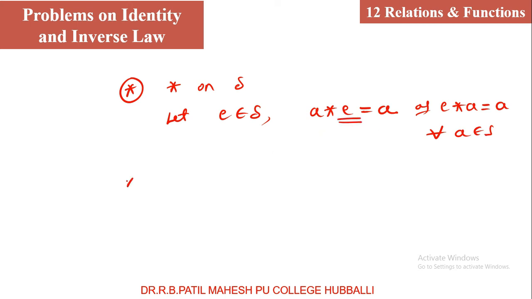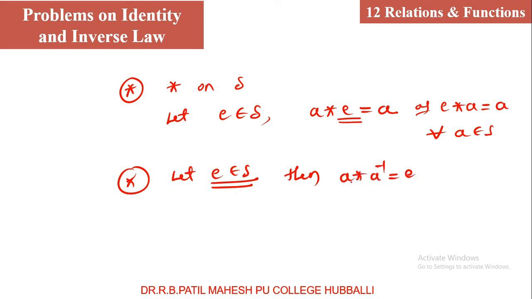Then for inverse element, let E belong to S. For A, this one you have to find the inverse. Then you check whether A star A inverse is equal to E or not. If A star A inverse is equal to E, then clearly this element A inverse is nothing but the inverse of A. Hope you are understanding these two laws.